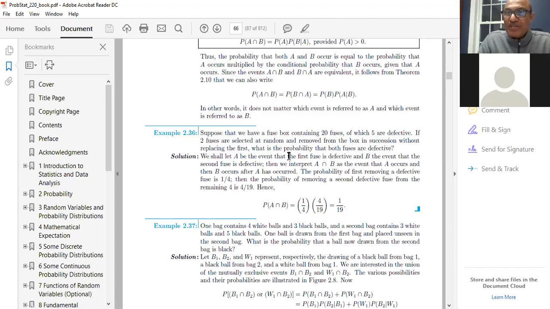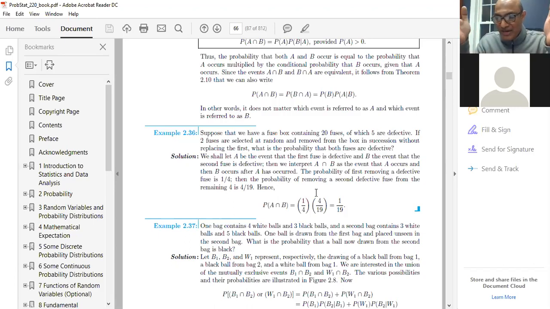So the probability of first removing a defective. Suppose in your box there are 20 fuses. Out of these 20 fuses, 5 are defective, and you are picking up the first one. What is the probability of getting the first one defective? 5 defectives are there out of 20, so 5 divided by 20 is 1/4. So the probability of my first fuse being defective is 5 divided by 20, equal to 1/4. That's why the 1/4 is given over here, right?